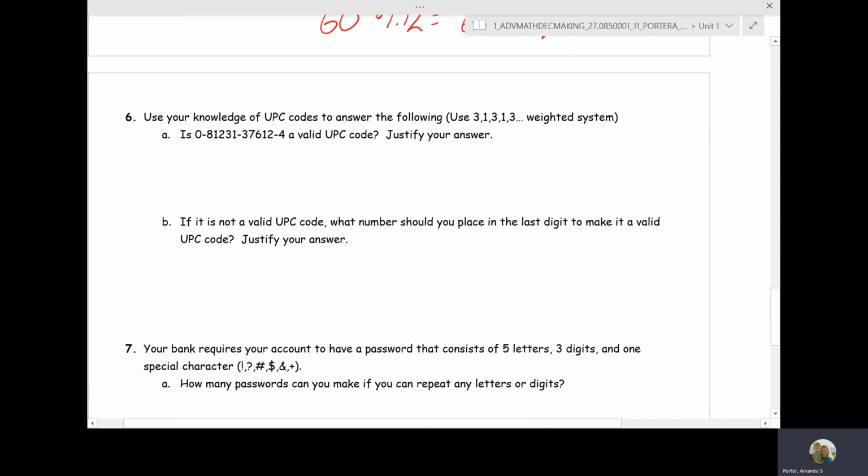All right, so knowledge of UPC codes. This is that weighted system of 3131313131. Okay, so valid. Let's see, we're going to multiply the first one by 3. Don't multiply the second one. Technically, you're multiplying by 1. All right, and so on and so forth. So 3, 1, and then we take a 2, and then we do the 3 and the 3, 3 and the 3, 3 and the 6, 3 and the 2.